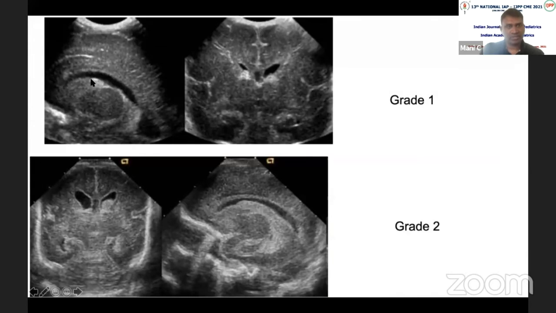So this is grade 1. This is the caudothalamic groove, as I said, and this is where the germinal matrix is. This is bright, that is abnormal. It is seen both in the sagittal and the coronal sections.